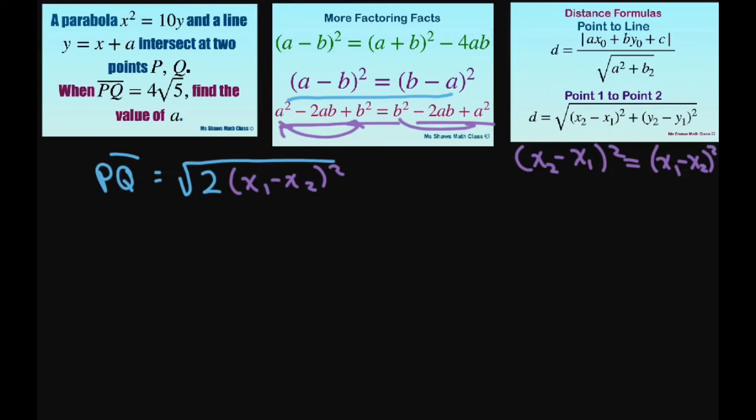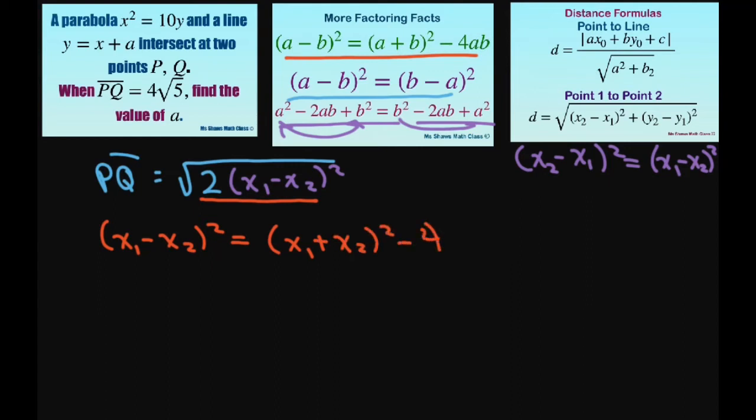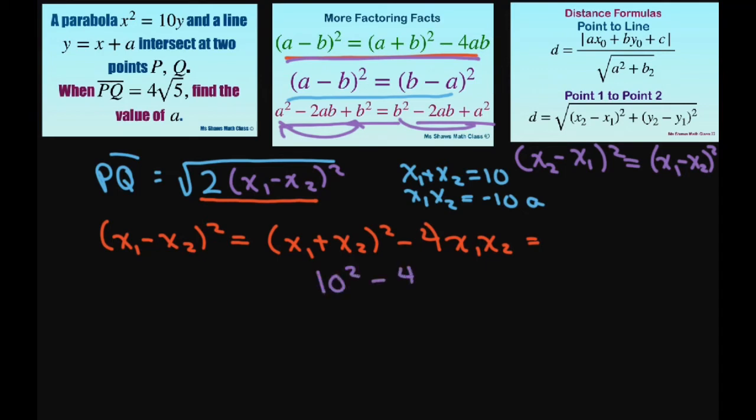All right, now that I have that, I'm going to look at this and expand it this way. And you'll see in a minute, what we're going to do is write this as x sub 1 minus x sub 2 squared equals x sub 1 plus x sub 2 squared minus 4 times x sub 1 times x sub 2. All right, so let me remind you what we had. We had x sub 1 plus x sub 2 was 10, and x sub 1 times x sub 2 was negative 10a. So let's substitute that in, and I'm just using these factoring facts here. So we're going to get 10 squared minus 4 times negative 10a. Now this is going to give you equals 100 plus 40a.